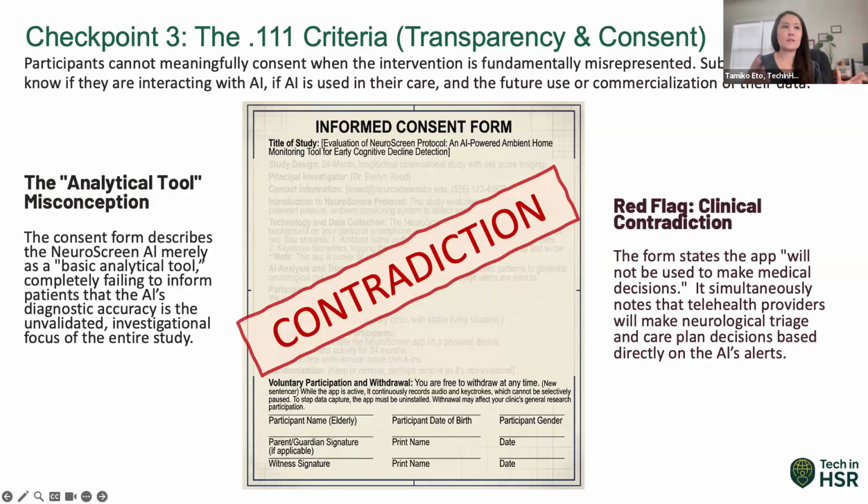So, any consent form for an AI study that describes the AI as merely an analytical tool or underplays what it actually does, or claims it's a support system or a decision aid, without explaining that its diagnostic accuracy actually is the investigational focus of the study, and without disclosing its known limitations, means that we're not being fully transparent, so we'll have to send it back for revisions.